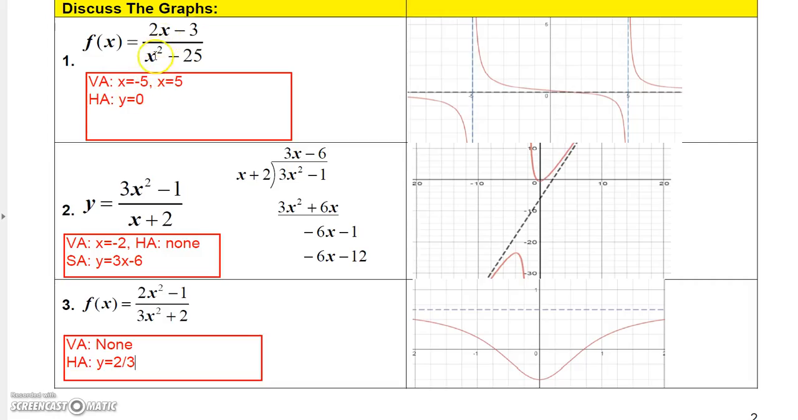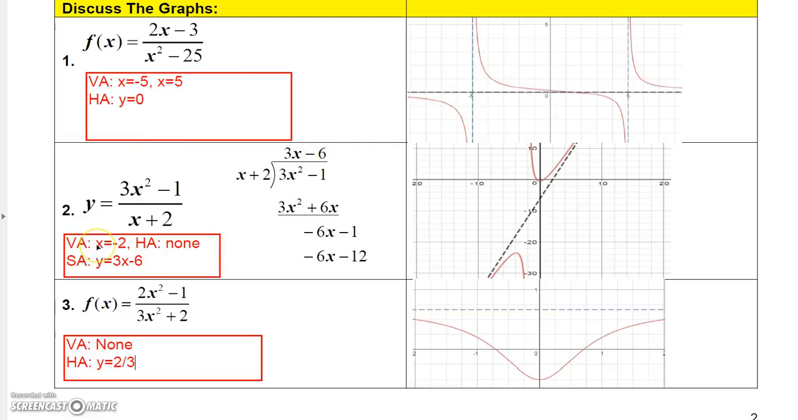Okay, so looking at this one, remember the denominator would be 0 at -5 or +5, so if you look over here, you'll get a vertical asymptote at x equals -5 and x equals +5. The degree of the top is less than the degree of the bottom, so you're going to get a horizontal asymptote of y equals 0, which is the x-axis. Look at the next one.